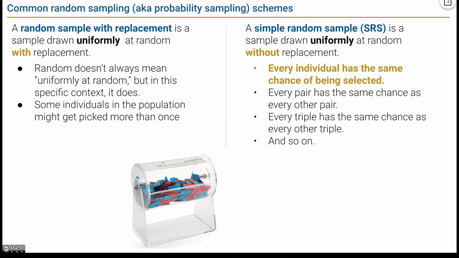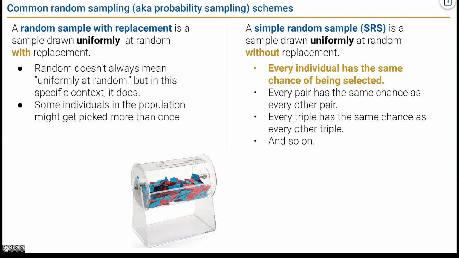Now, in reality, we usually don't do samples with replacement. And so in reality, we usually do what's called a simple random sample. And that again is uniformly at random, but this time without replacement. So every individual has the same chance of being selected. Every pair has the same chance as every other pair. Every triple has the same chance as every other triple, and so on.